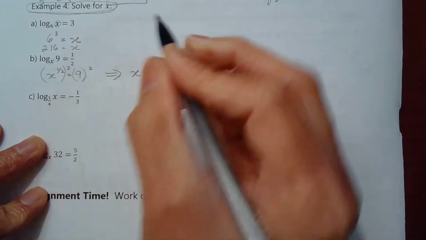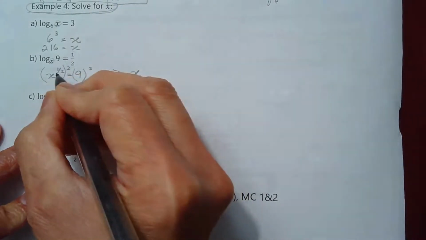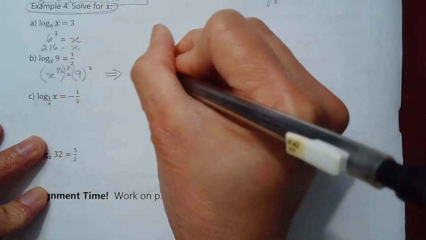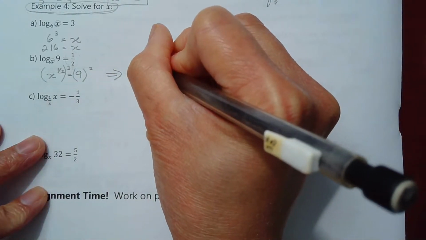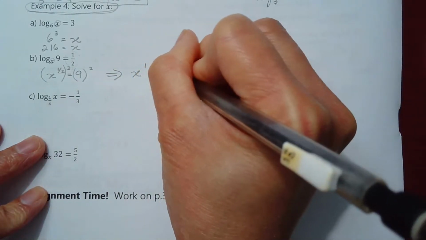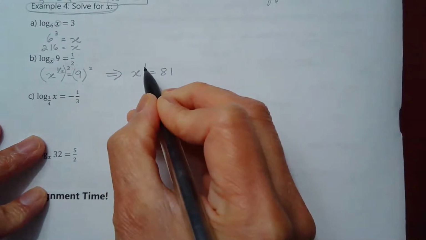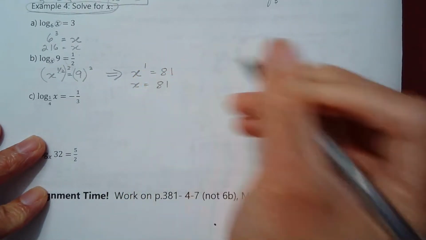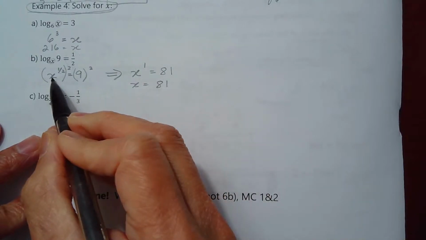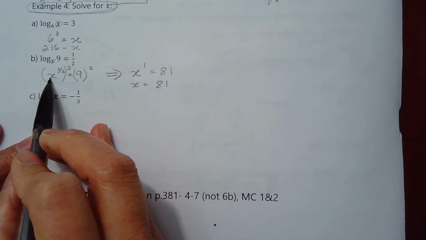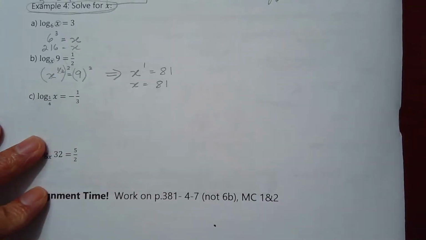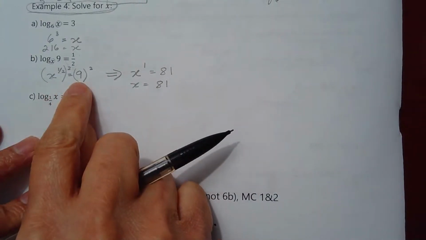X to the 1/2 times 2. We're using the power rule over here, multiplying the exponent. So that's x to the 1 equals 81. So x to the 1 is equal to 81. So therefore x must be 81. And then just to double check that, if I put 81 in here and raise it to the 1/2, that's going to give us a 9.